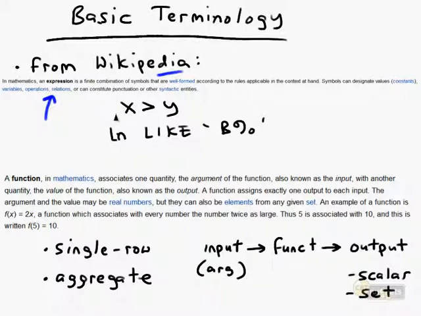We need to understand the distinction between the terms expression and function. Both of these have their origins in mathematics, but we're going to adapt these definitions to our work as database administrators. We've worked with expressions quite a bit thus far as we learned to extend our select statement, in particular using the where clause. According to Wikipedia, an expression is a finite combination of symbols that are well formed according to the rules applicable in the context at hand. Now, what does that mean in plain English?